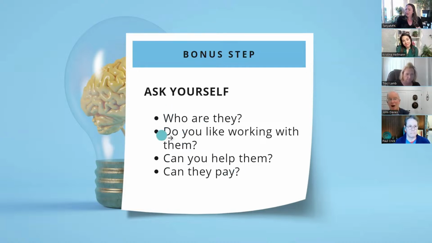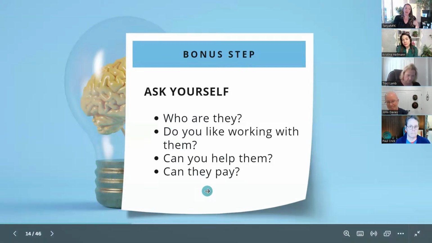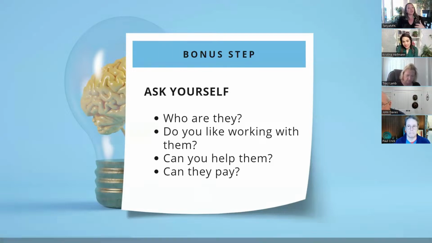Not the first one, because that says, who are they? But do you like working with them? Can you help them? Can they pay? Obviously, 3 for 3, you're good. If you got a 2 for 2, let's see where we're at, see what that means. That's what we're trying to figure out.